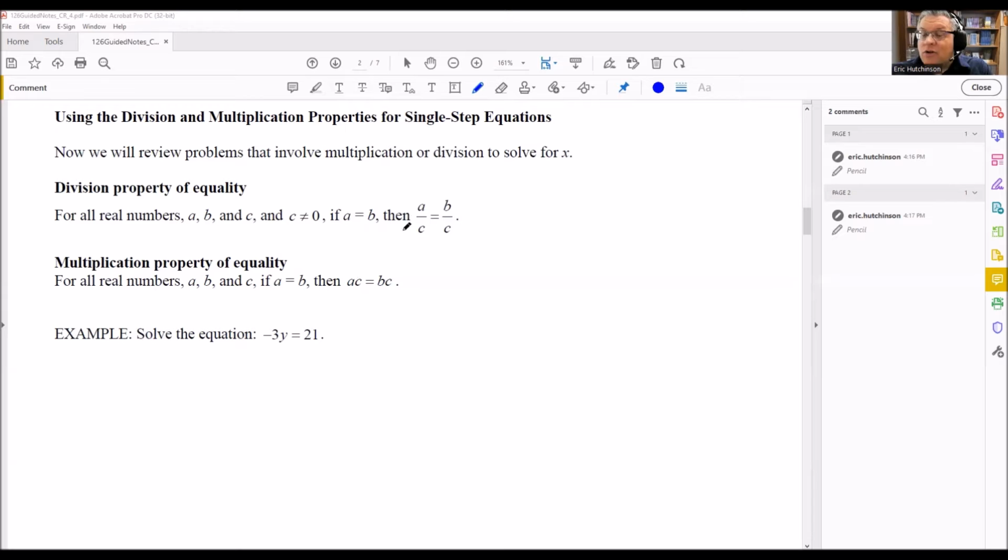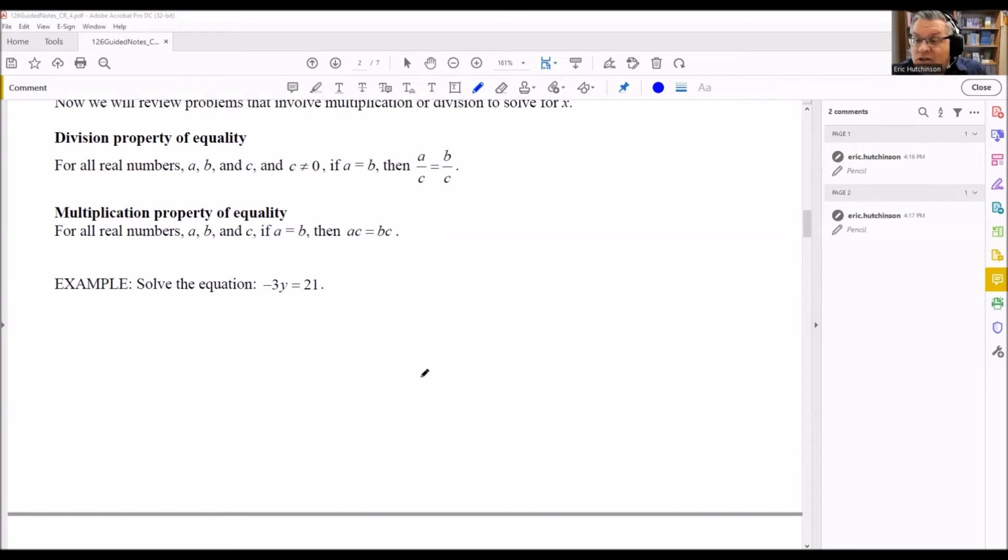So you can either divide both sides by C or you can multiply both sides by C and you'll still have things that are going to be equal to each other. So let's look at some problems where we focus on this particular property. We're using this in order to get the variable by itself. In this case here, I have negative 3y equals 21. I want to get the y by itself.